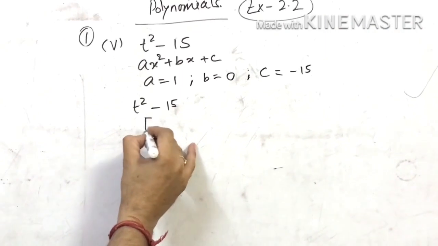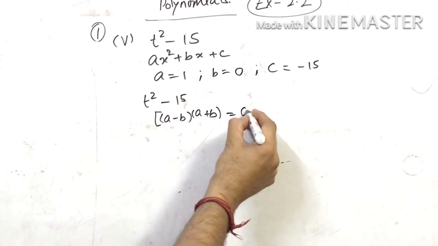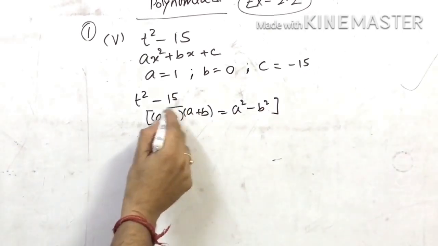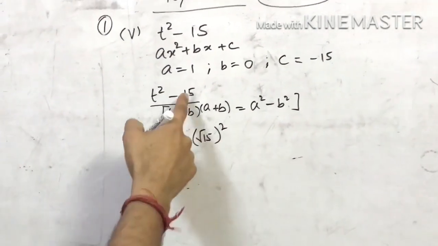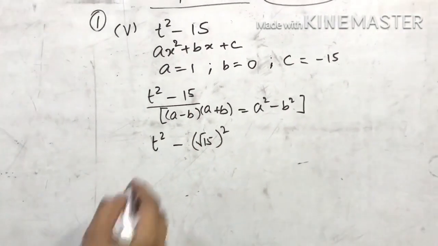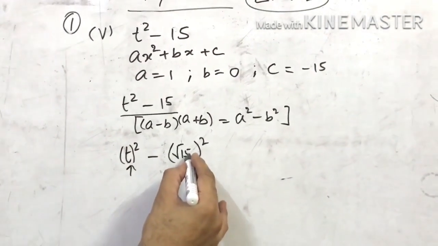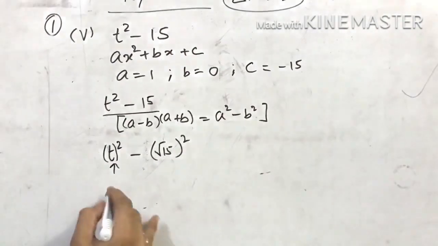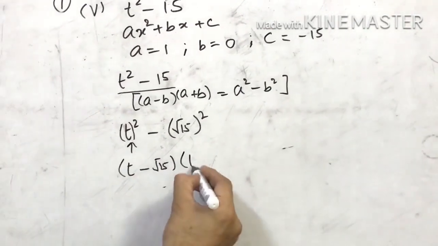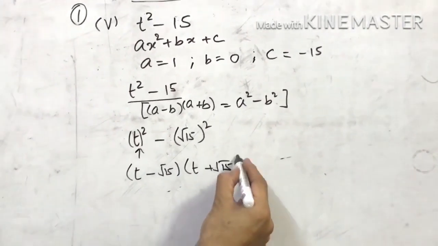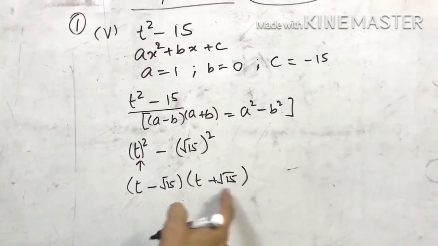You have seen a formula, a minus b into a plus b is equal to a square minus b square. So can we write it in this way? You can write 15 as root 15 square. So this will work as a, t, and b will work as under root 15. So this is a square minus b square. So you can write it t minus root 15 into t plus root 15. That means a minus b into a plus b. You can use this thing to find the value.